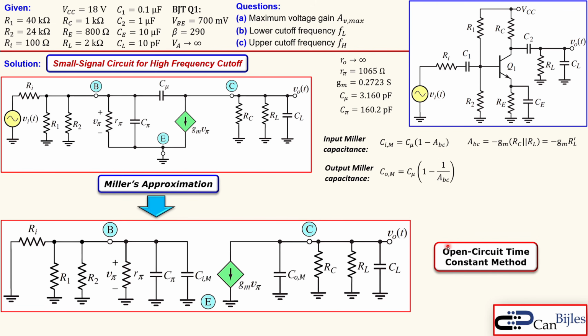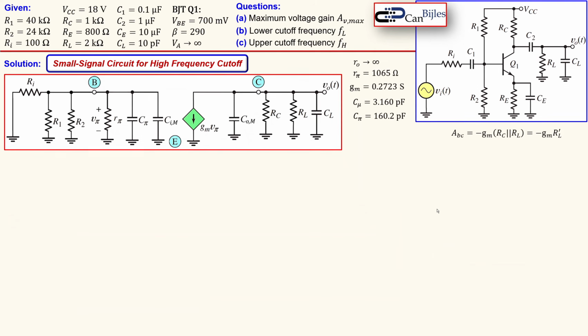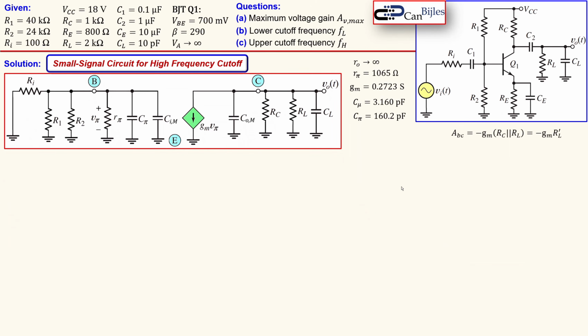Now, as we have done for the low frequency cutoff, for the high frequency cutoff we will use the open circuit time constant method, not the short circuit. That means the following: you consider the capacitors one at a time, but you open them and don't short them. That's the procedure. All right, let's bring it here, and we have now the complete small signal model in the high frequency domain, but now used also the Miller approximation.